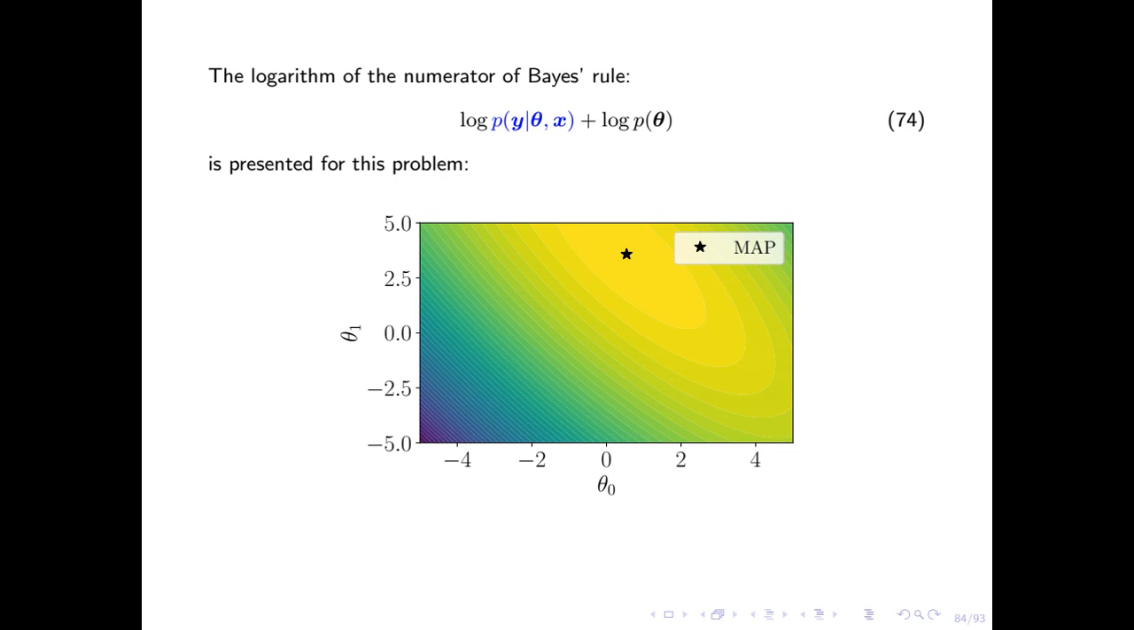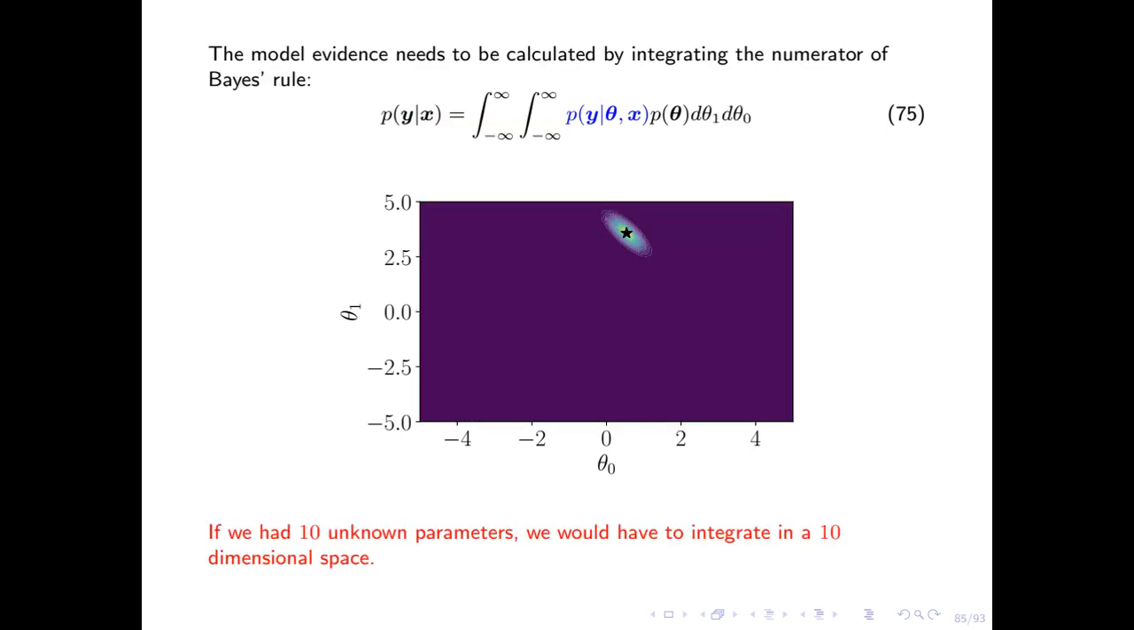This is the likelihood function we saw earlier. The numerator of Bayes' rule, or the log of the numerator, is just the sum of the log of the likelihood plus the log of the prior. The numerator of Bayes' rule was the likelihood times the prior; the log of that is the log of the likelihood plus the log of the prior. And this is what I'm showing here. And there we have the MAP estimate.